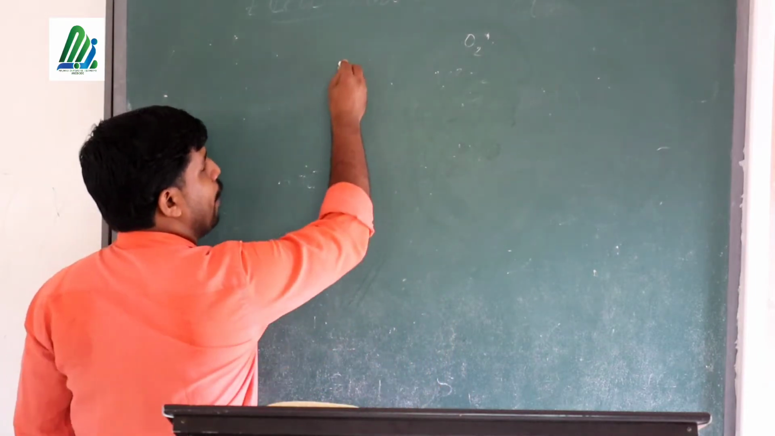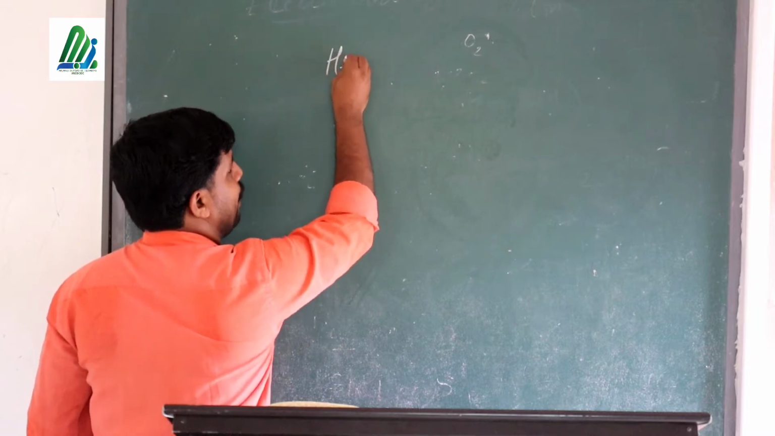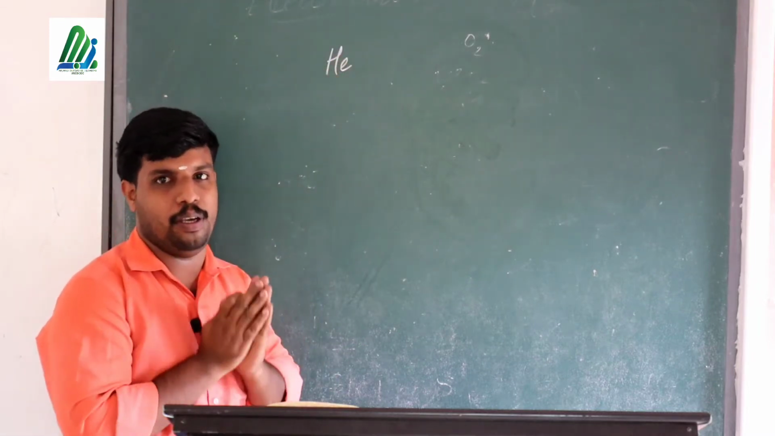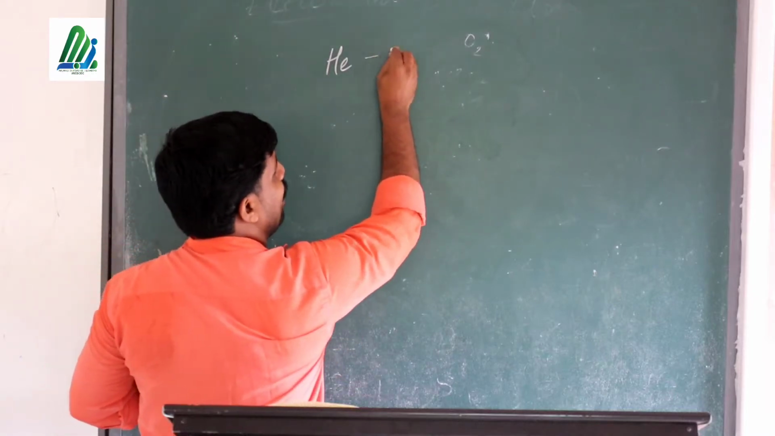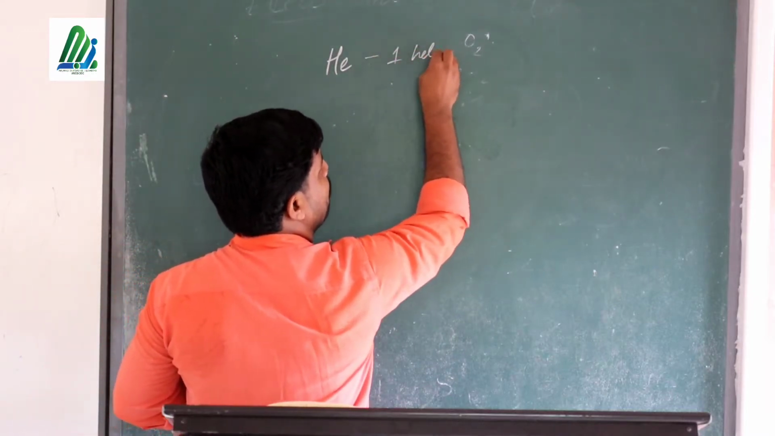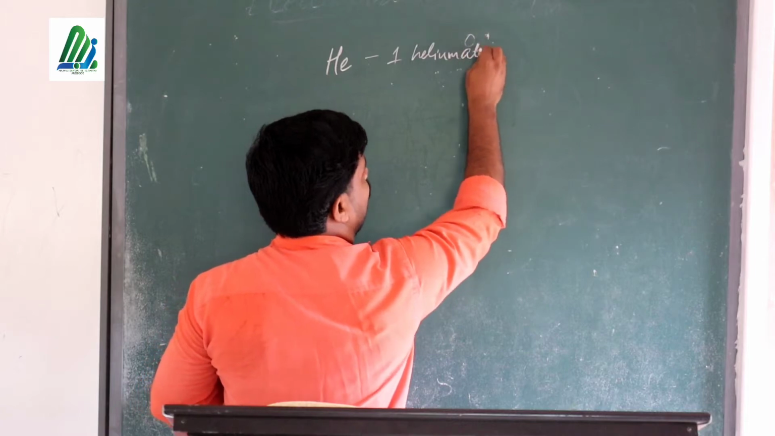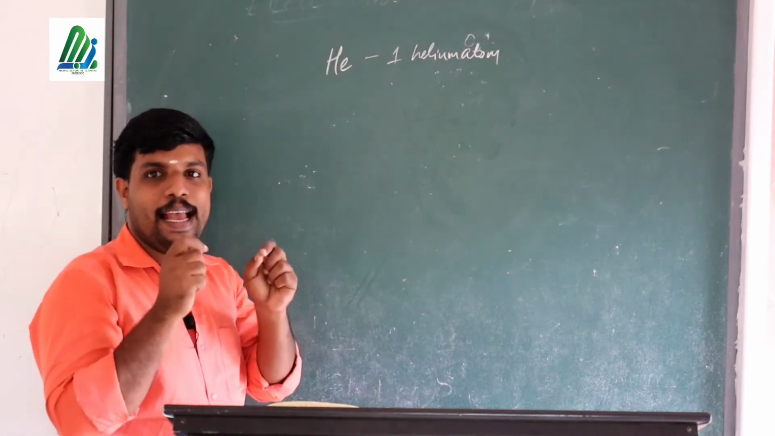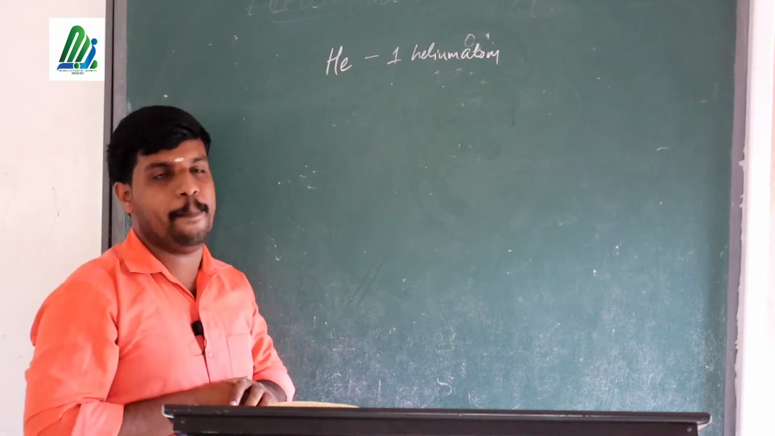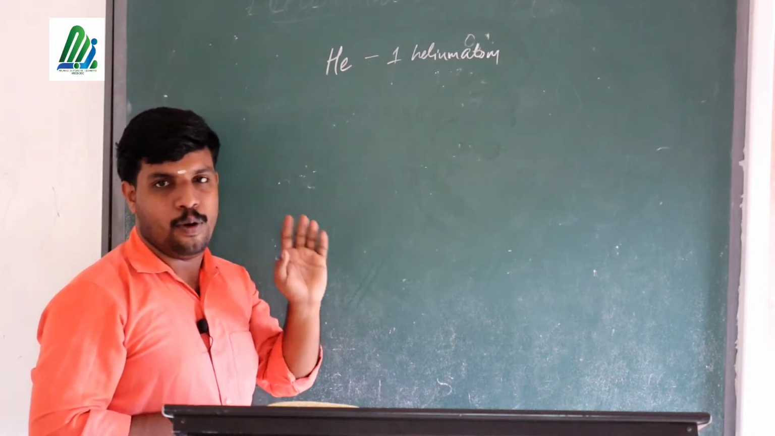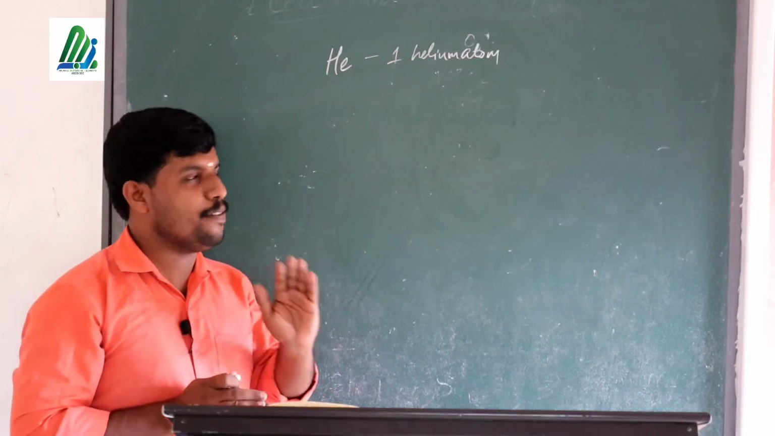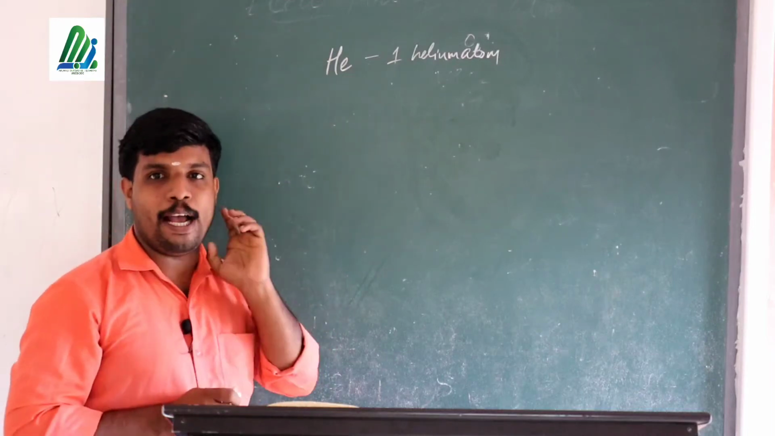If you are considering helium, one helium atom is represented as He. The nature of helium is that it exists freely as one atom itself. To form a molecule, it needs only one atom. That's why they are known as monoatomic molecules.